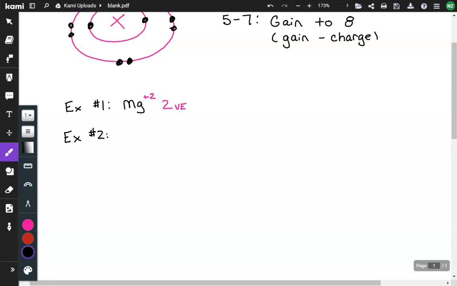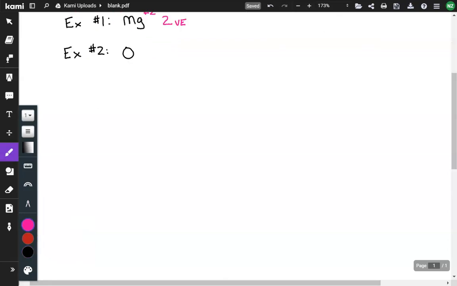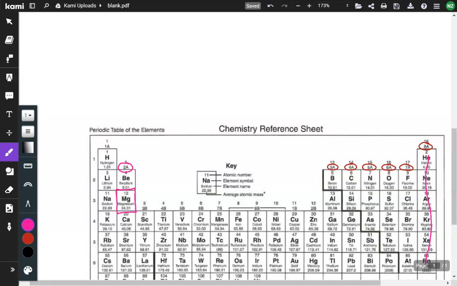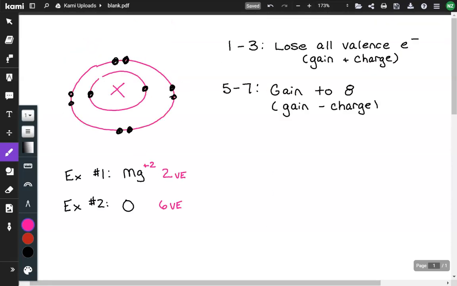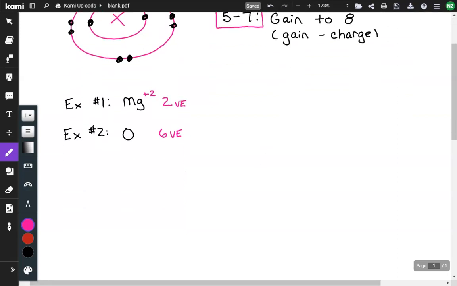What about oxygen? Oxygen is right here. Oxygen has 6 valence electrons. It needs 2 more to get to 8. It falls in this range right here. It needs 2 more valence electrons to get to 8. So it's going to gain 2 more electrons. If it gains 2 more, it'll have a charge of -2.